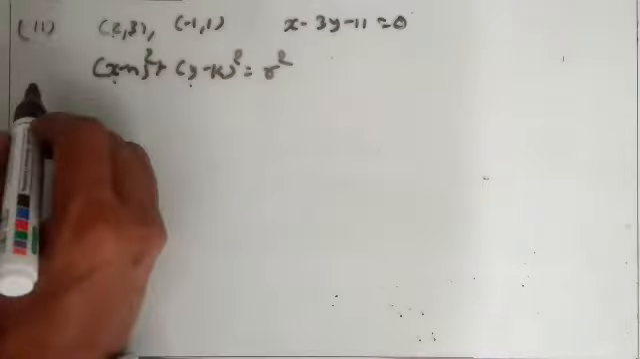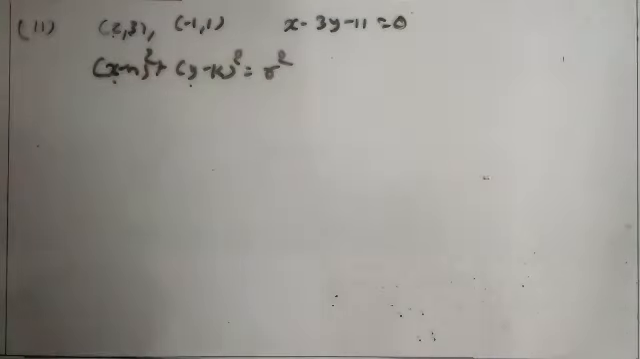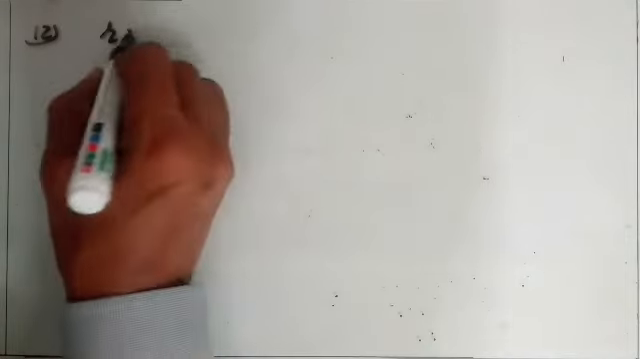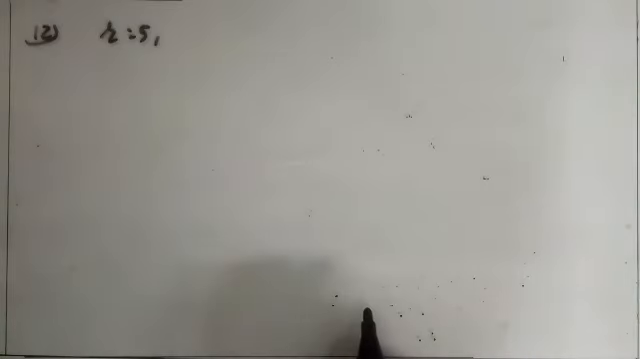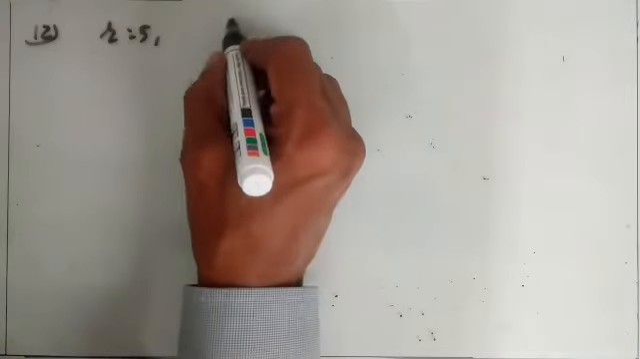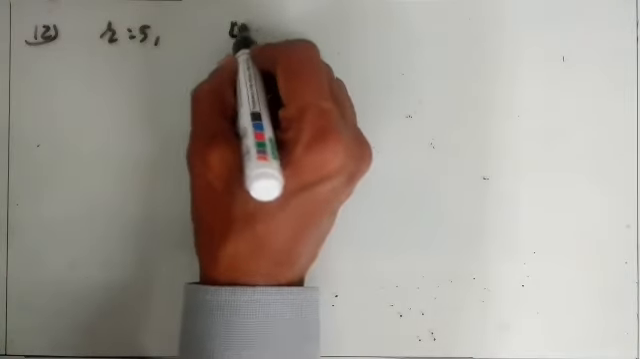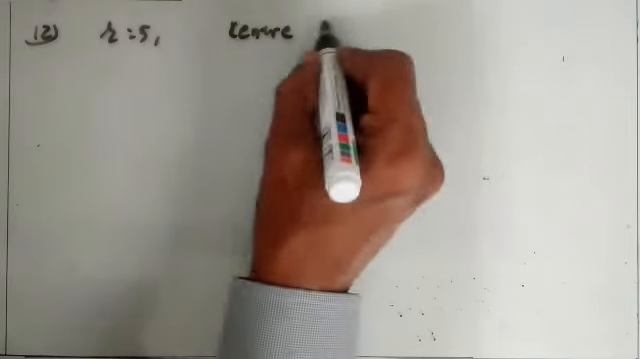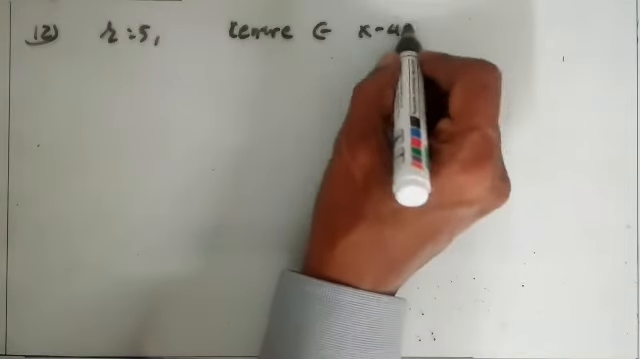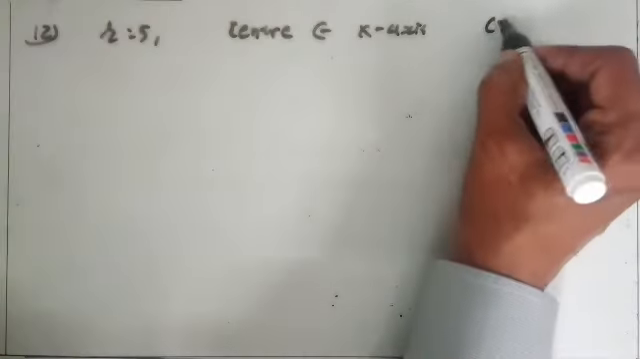Now question number 12. Find the equation of the circle with radius 5 whose center lies on the x-axis, given this, and passing through (2, 3).